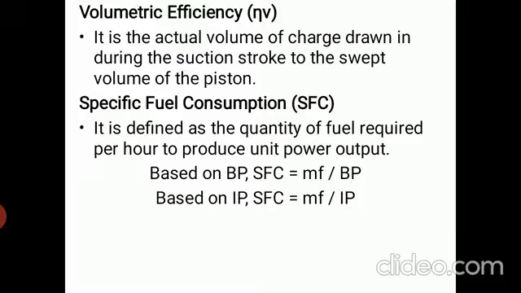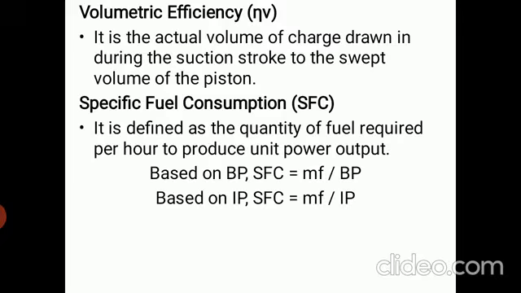Then volumetric efficiency plays a major role. If the amount of air entering the cylinder is decreasing, volumetric efficiency will decrease. If volumetric efficiency is decreasing, oxygen availability will be lesser. If you keep on decreasing the oxygen content in a cylinder, combustion will not take place properly. Again, power output will decrease. So you should have higher volumetric efficiency for better combustion. That is the impact of volumetric efficiency on the performance of an engine.